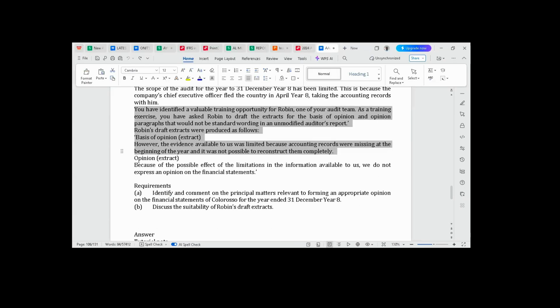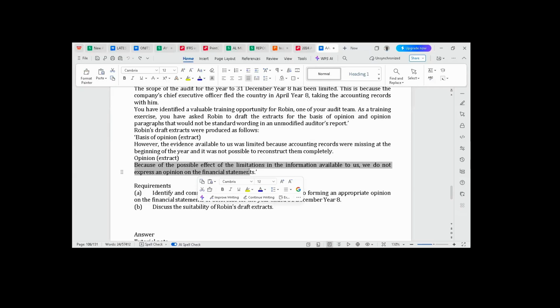Opinion, second paragraph: Because of the possible effect of the limitation in the information available to us, we do not express an opinion on the financial statements. So what they are saying here is that the auditor of that company has asked one of their audit staff to prepare a draft of some extract of the audit report, those contents of the audit report that we discussed, because the guy is in training. His name is Robin, they are training him. So look at the requirements.